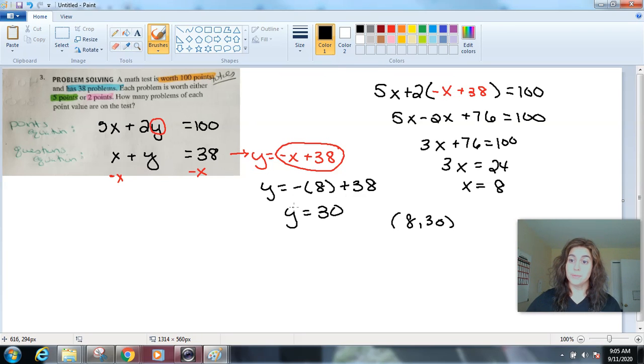This is a word problem though, so we want to have word answers and explain what they mean. So the X was our 5-point questions, right? X was attached to the 5 up here. So there are 8 5-point questions.